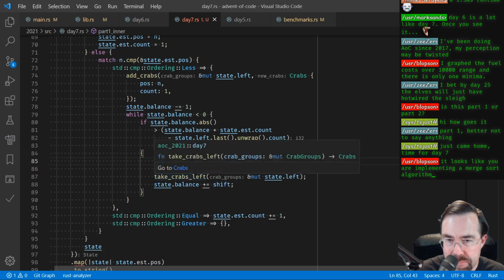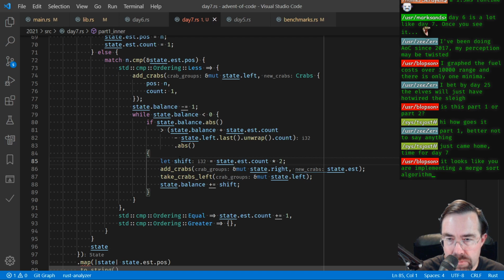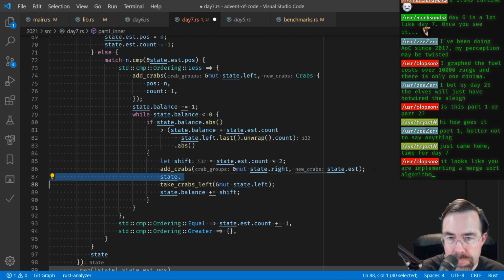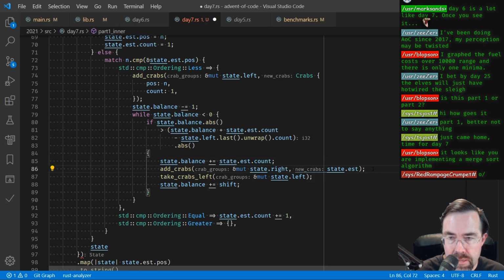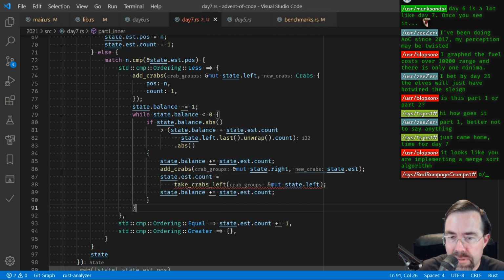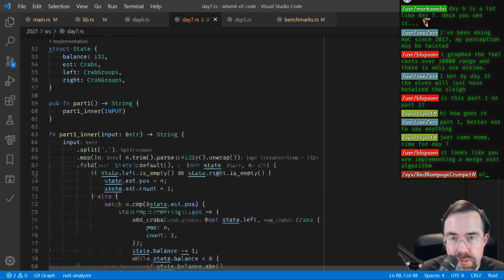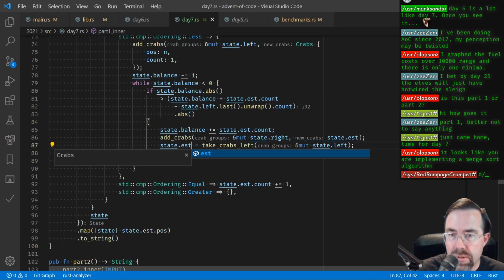Yeah, and so I need to actually state.balance plus equals state estimate count and subtract, no, add again. Yeah, we're adding in both cases, right? We moved stuff to the right and we also took off from the left, so actually that's this again. And that has to be filled in here. Okay. Wait, did this not return? Oh, it's just state estimate. All right.